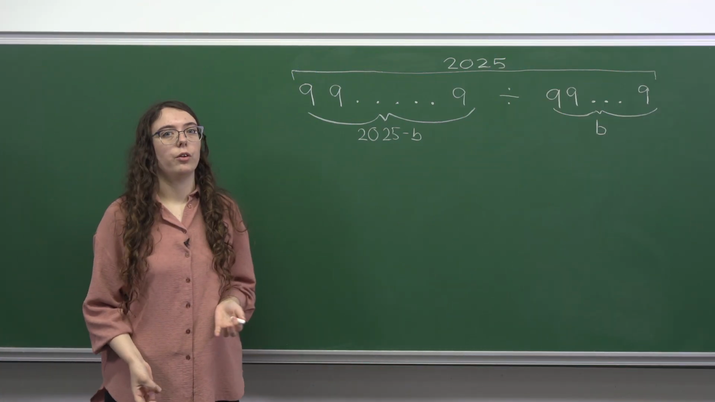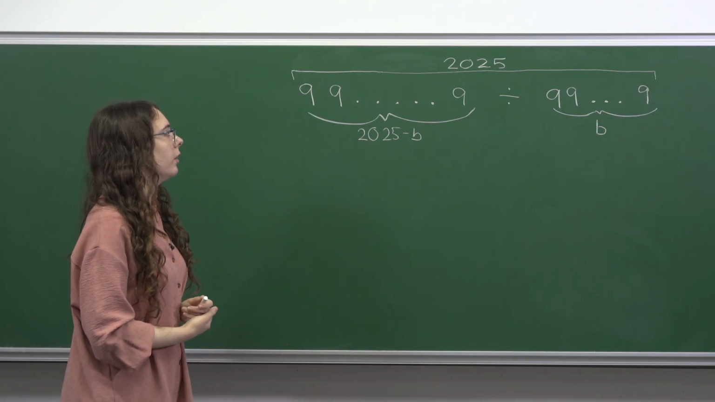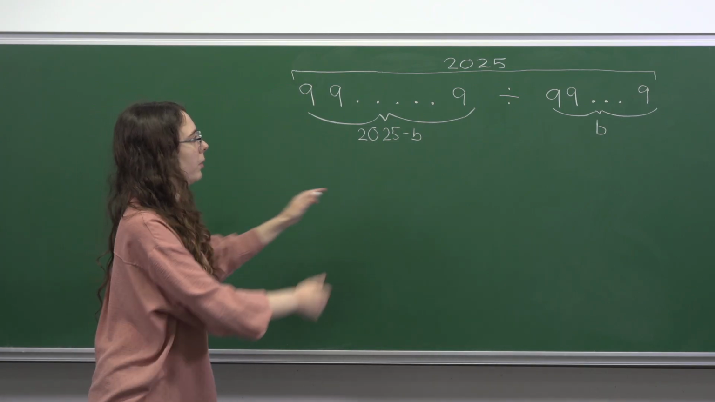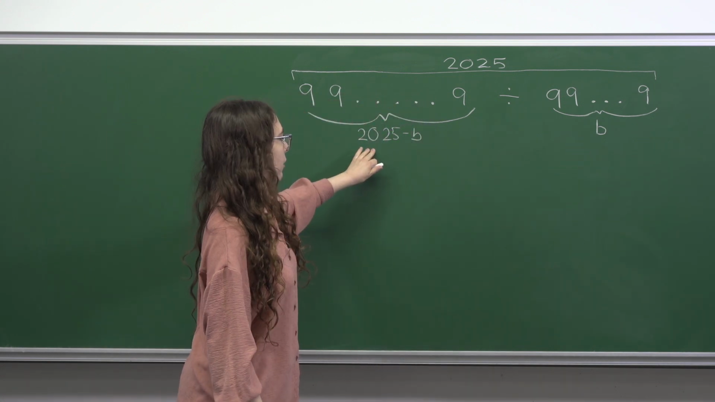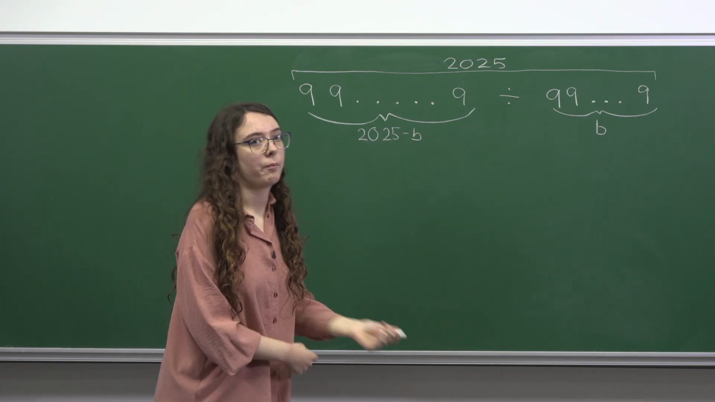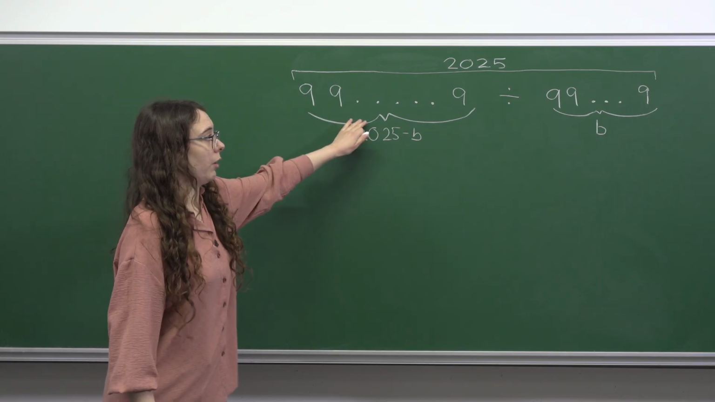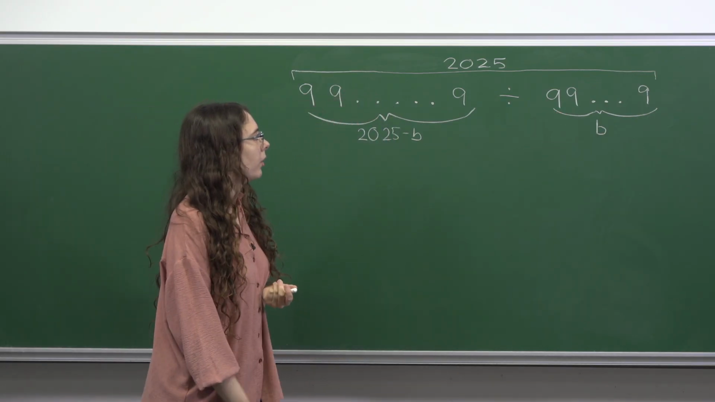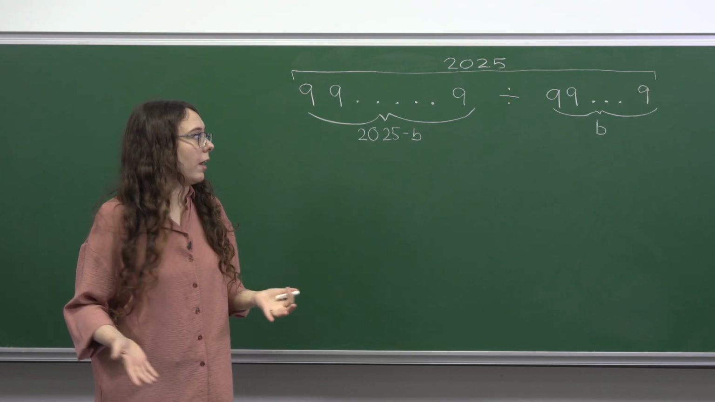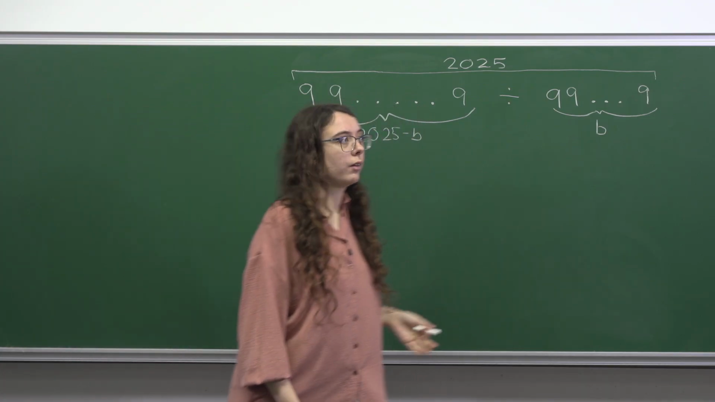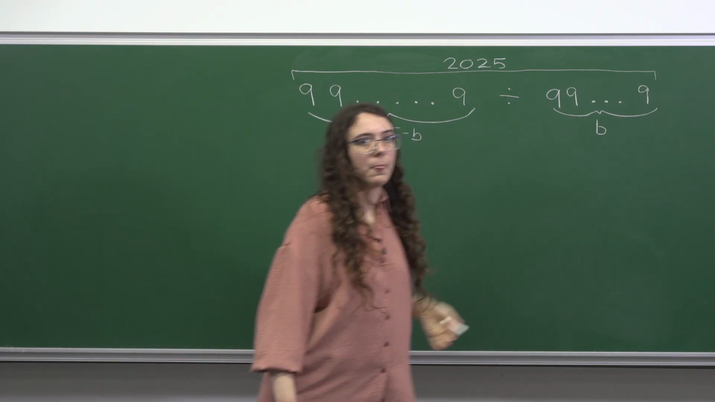So now let's apply this to part B of the question. So we have 2025 digit 9s, and we're going to split them up using a division sign into b 9s over here and 2025 minus b 9s over here. And the question is, how many ways can we do this so that this number is divisible by this number? Well, now that we've looked at the general case, we know that actually we're really saying how many choices of b are there such that 2025 minus b is divisible by b.